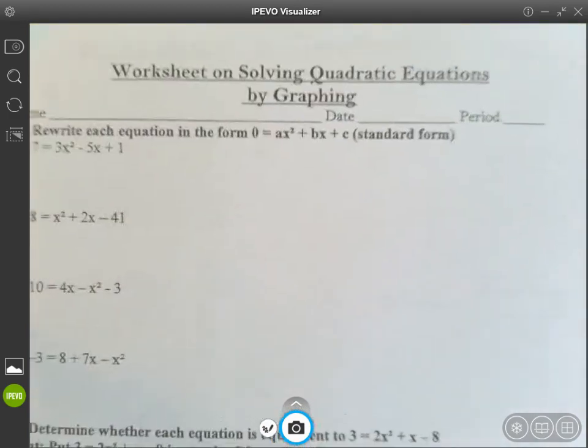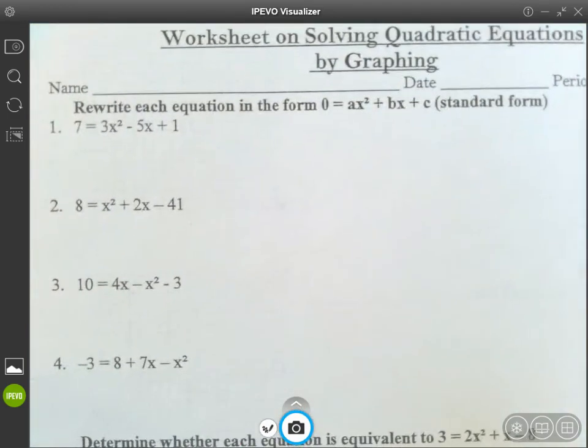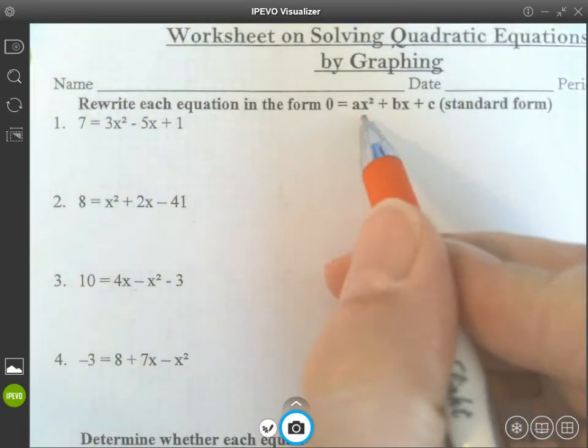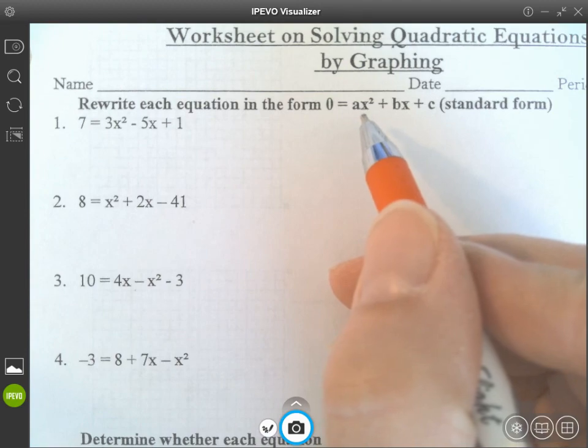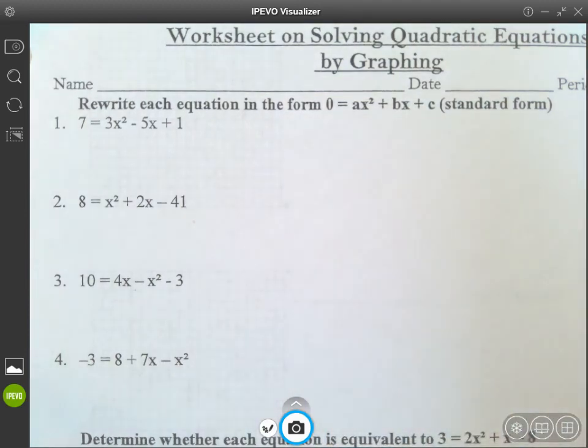One of the things I had been asking you guys to do is when you put it in standard form to keep the ax squared positive. You don't have to do that. We will be doing that later when we get into factoring, but for now, we don't have to do that.